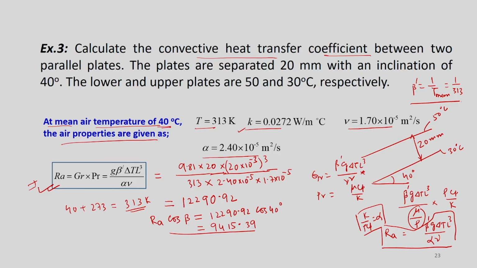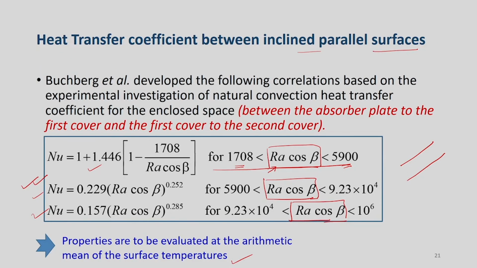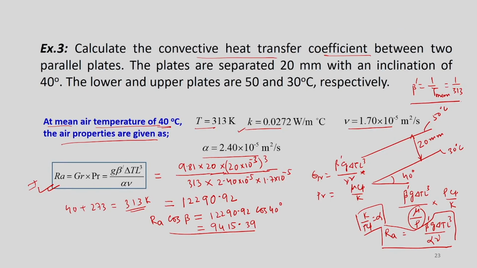Now we can check which correlation is to be used. The value is 9415, so we need to use this correlation. Nusselt number is equal to 0.229 Ra cos beta to the power 0.252. If we substitute this value, we get a Nusselt number of 2.297.